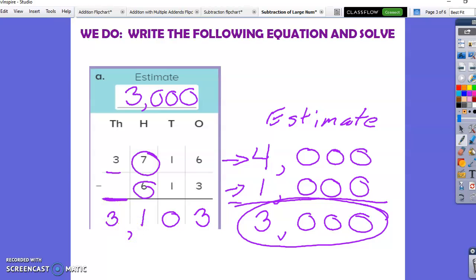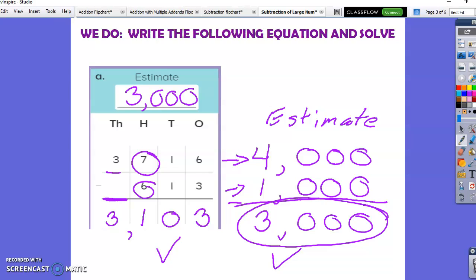Now we're looking at our two answers. When we rounded and estimated, we got a total of 3,000. When we actually did the standard algorithm, we got a difference of 3,103. Those two look pretty reasonable. So I would say my answer is probably correct.